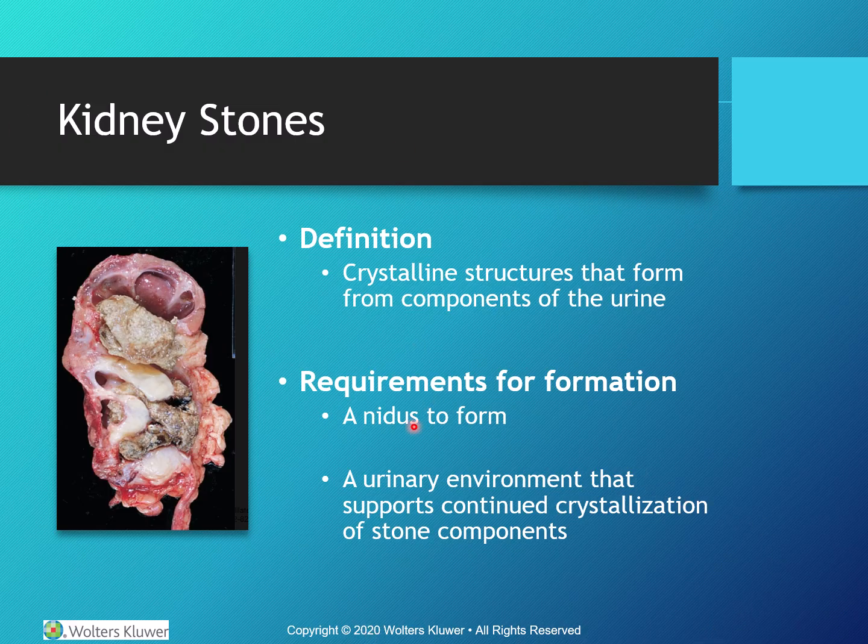Other requirements for formation of a kidney stone is something called a nidus. A nidus is thought to be the nucleus of the crystals that form a kidney stone. So all these crystals aggregate or stick to that nucleus or nidus. It's usually made up of different ion clusters that come together to form that kidney stone. A urinary environment that supports continued crystallization of stone components is also required to develop kidney stones. Not everybody who develops kidney stones, and almost everybody has supersaturated urine. So there are some things that prevent certain people from developing these as well.